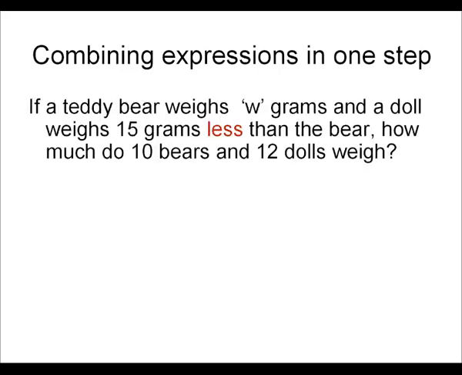Let's look at doing that in a single step. When you've practiced working out each bit line by line, you can do it in a single step. So this is the same question. We've got 10 bears and 12 dolls. So straight away we write down, we know that the bears weigh 10 times the weight of the bear, so that's 10W. That's our first part. We know that a doll weighs W minus 15. That's our expression for the weight of a doll. We have 12 of those, so that's 12 times that expression, W minus 15. So we write that on a single line.